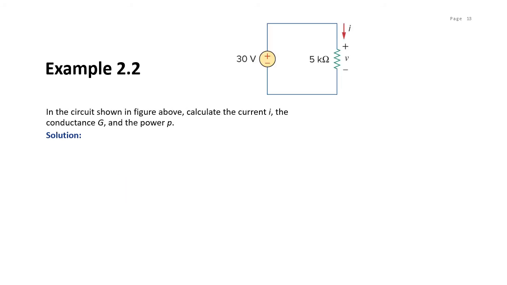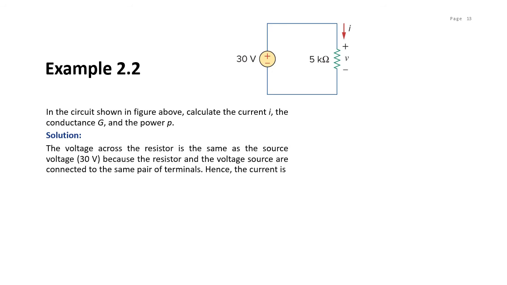Let's see another example. In the circuit shown in the figure above, calculate the current I, the conductance G, and the power P. We have a 30 volt voltage source and a 5 kilo ohm resistor. The voltage across the resistor is the same as the source voltage because the resistor and voltage source are connected to the same pair of terminals. Hence, the current can be calculated as I equals V over R. Substitute V with 30 and R with 5 kilo ohms, and after you divide, you will get 6 milliampere.